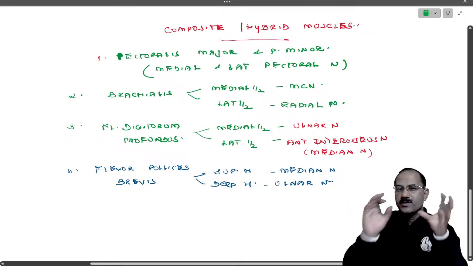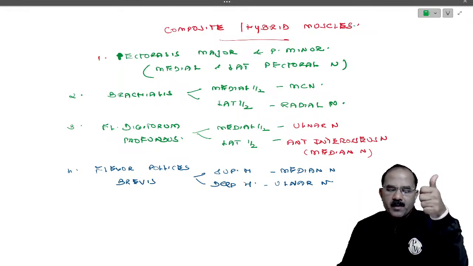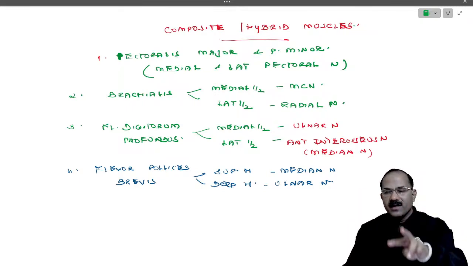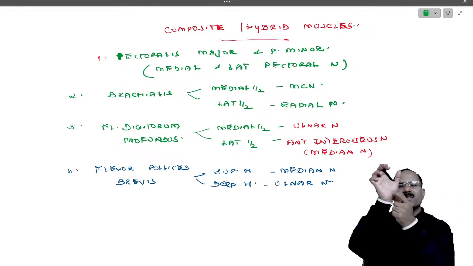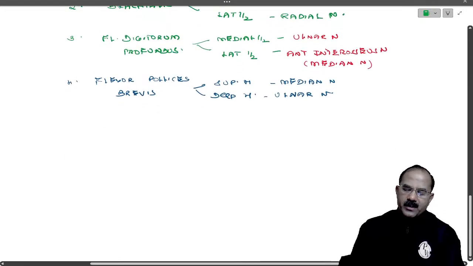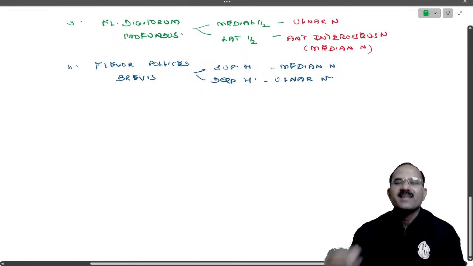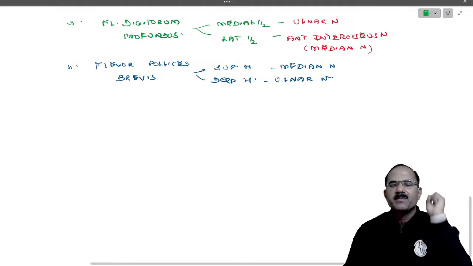A muscle which receives a dual nerve supply is known as a composite muscle. So इसमें एक है pectoralis major and minor, brachialis, the flexor digitorum profundus, and the flexor pollicis brevis. That's a muscle of thenar eminence. Coming to the muscles in the lower limb. Yes, any guesses? Which is the muscle in the lower limb which receives a dual nerve supply? जिसको दो nerve supply करते हैं.